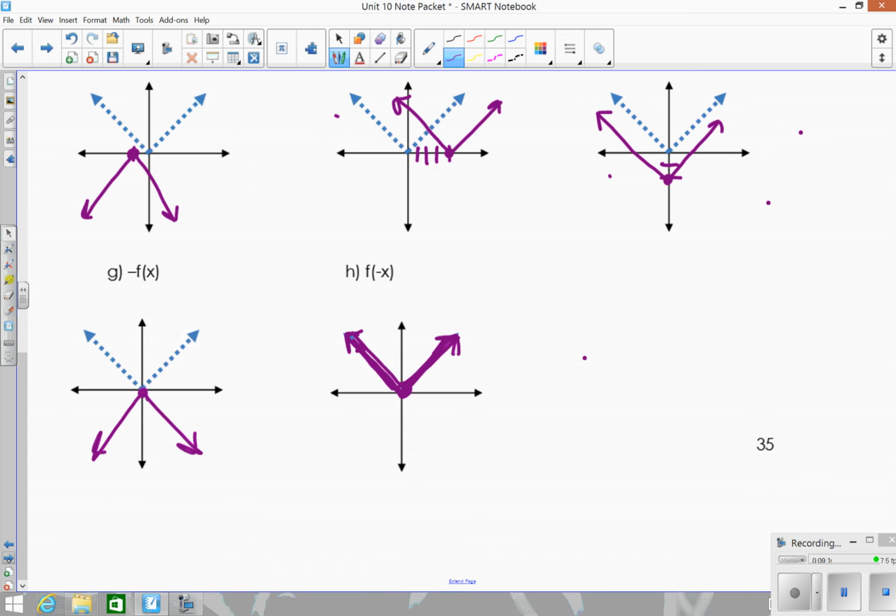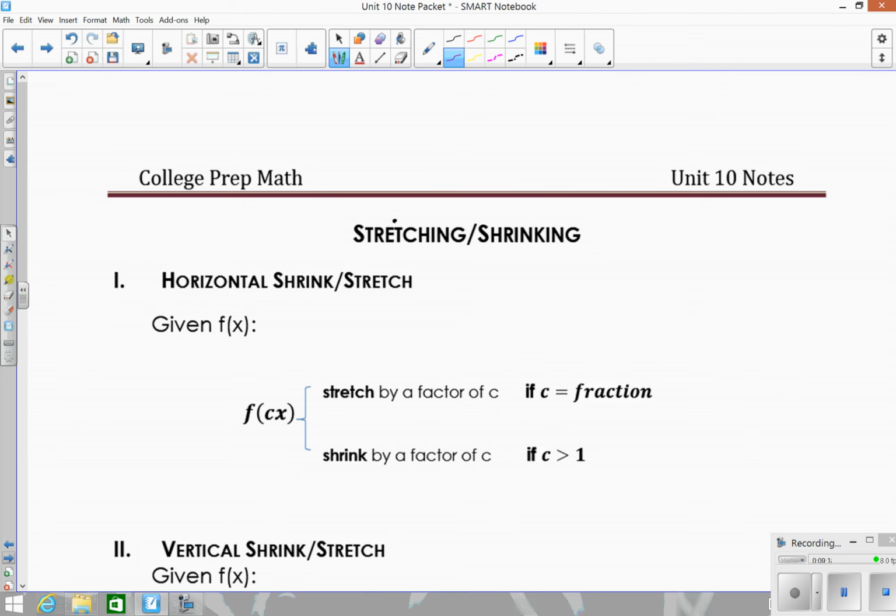The last type of transformation that we're going to look at, remember transformation is the big picture, and each one of these translations, which is shifting, moving around, reflections, and now stretching and shrinking, these are all part of transformation. So this is the last type of transformation that we're going to look at, stretching and shrinking.